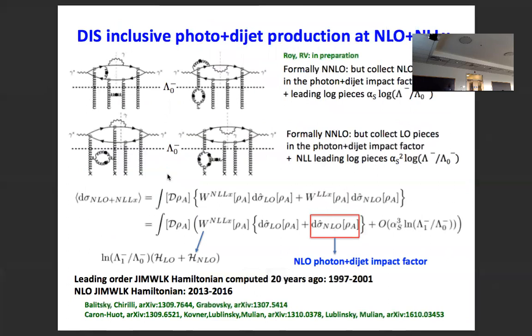higher order calculations. Since no one has done this calculation before, we decided to do it, and it's also of great phenomenological interest: looking at inclusive photons plus dijets at higher orders. Specifically, we want to compute the NLO impact factor for photon plus dijets. There are two sorts of contributions here, and they're both formally at next to leading order, so they're both two loops. Let me first talk about this one here. It has two loops and gluons, but then there's also this quark, which is produced on shell, so it's not really a loop.